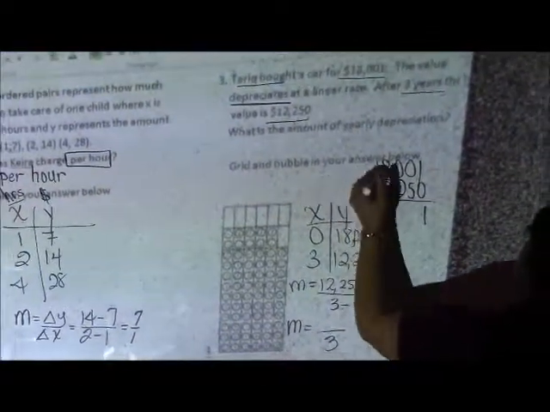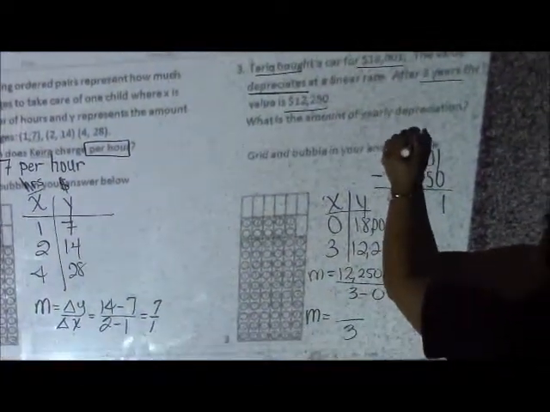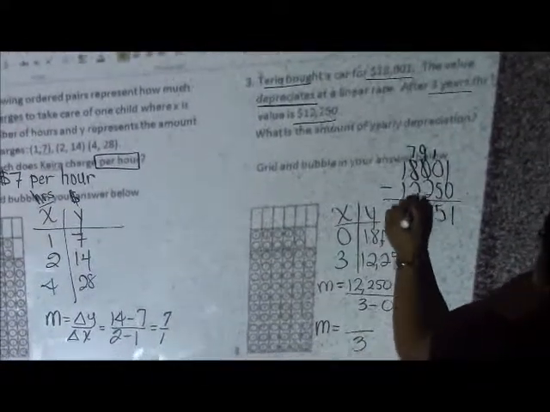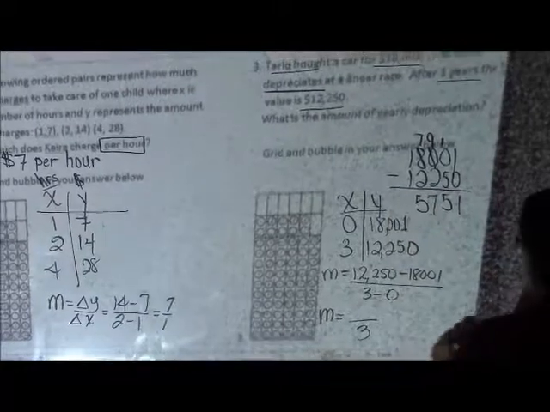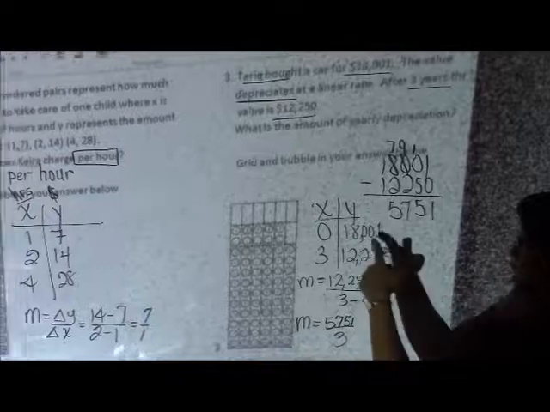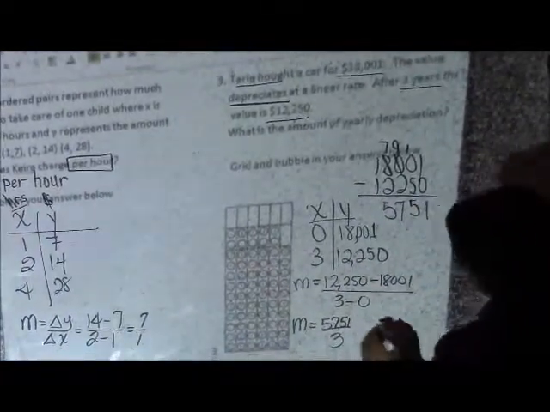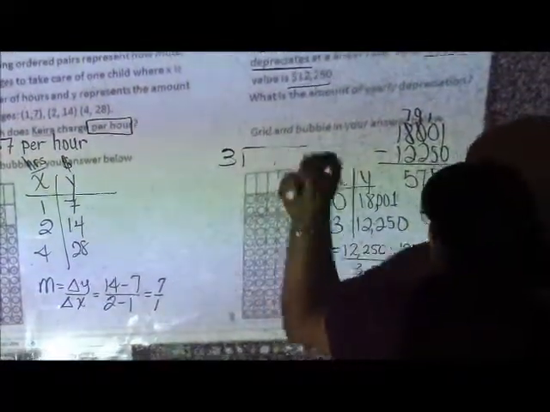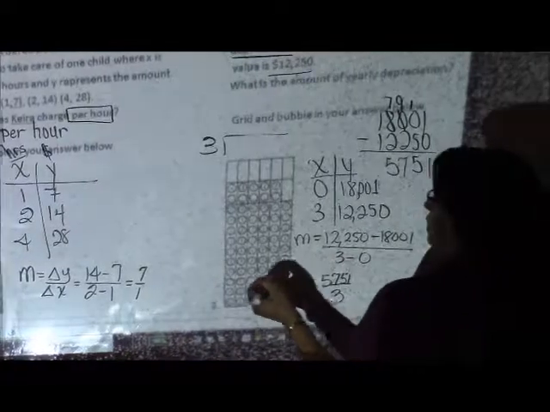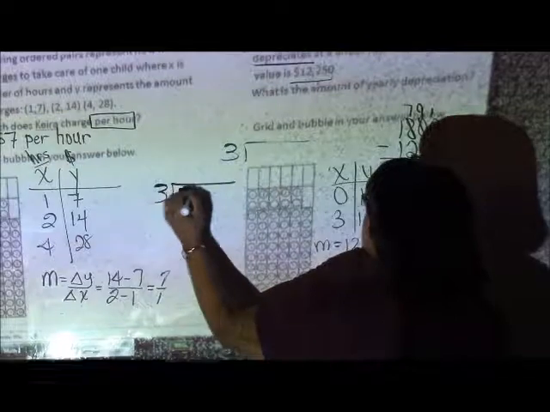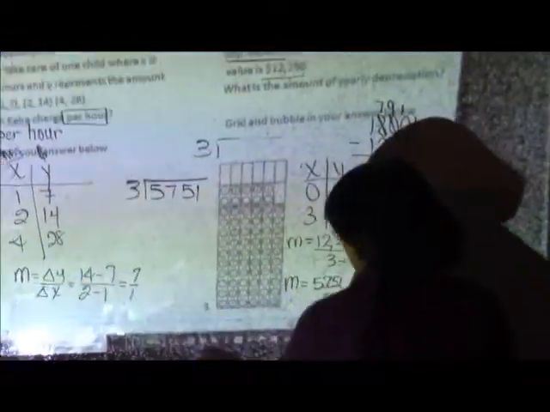That's 1. Don't forget that's 7. That 10 becomes a 9. 10 minus 5 is 5. 9 minus 2 is 7. 7 minus 2 is 5. And then so we have 5,751. That's going to be y. So that's going to be divided by 3. I need a clean spot so I can show you everything. So it's 5751. Let's do our division.